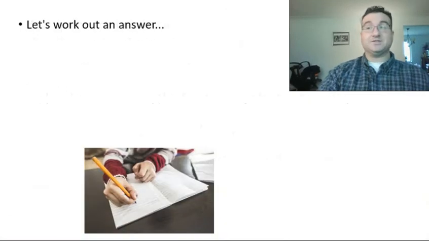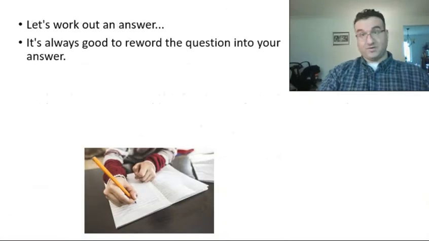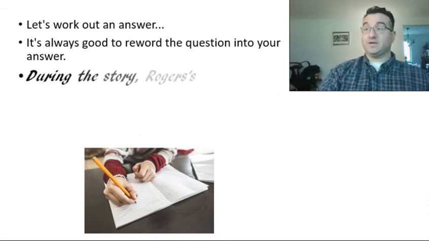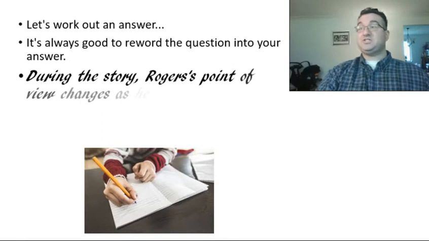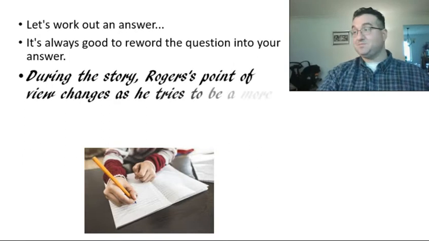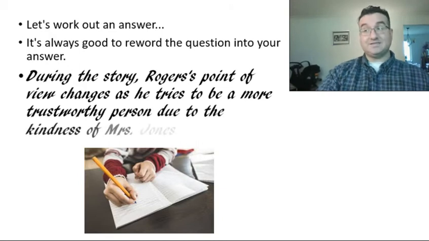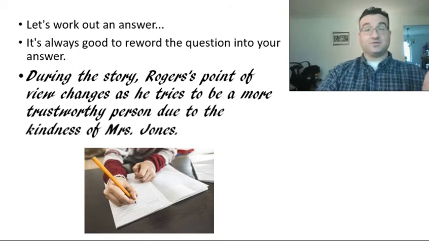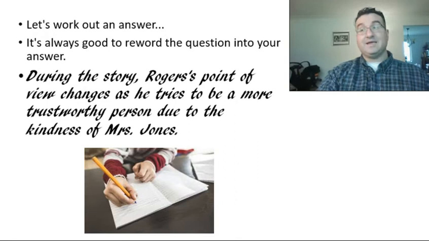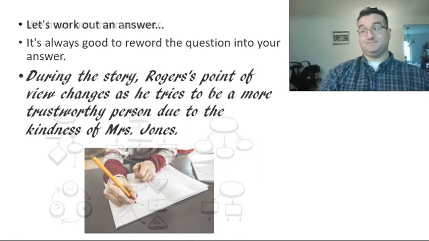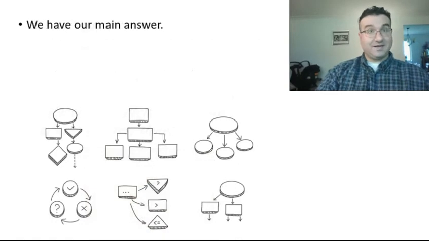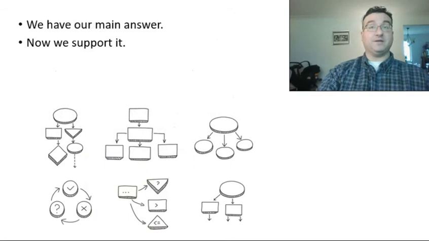Let's work out an answer. It's always good to reword your question into your answer. So during the story, Roger's point of view changes as he tries to be a more trustworthy person due to the kindness of Mrs. Jones. It refers to Roger, his point of view, and how it changes. We have our main answer, and now we can support it.